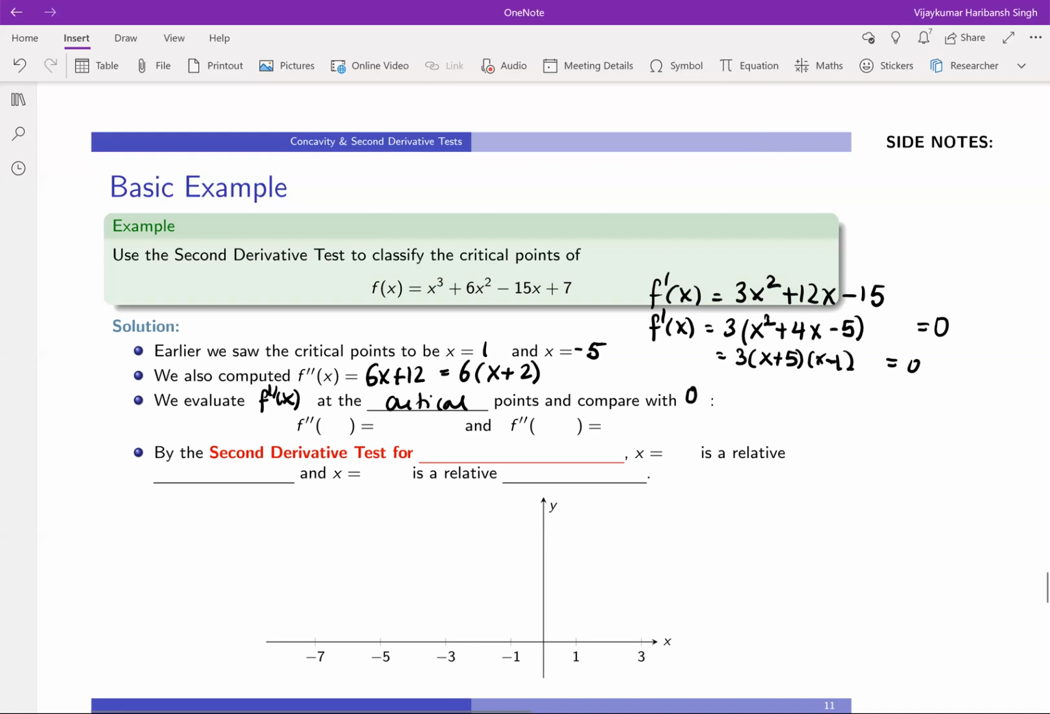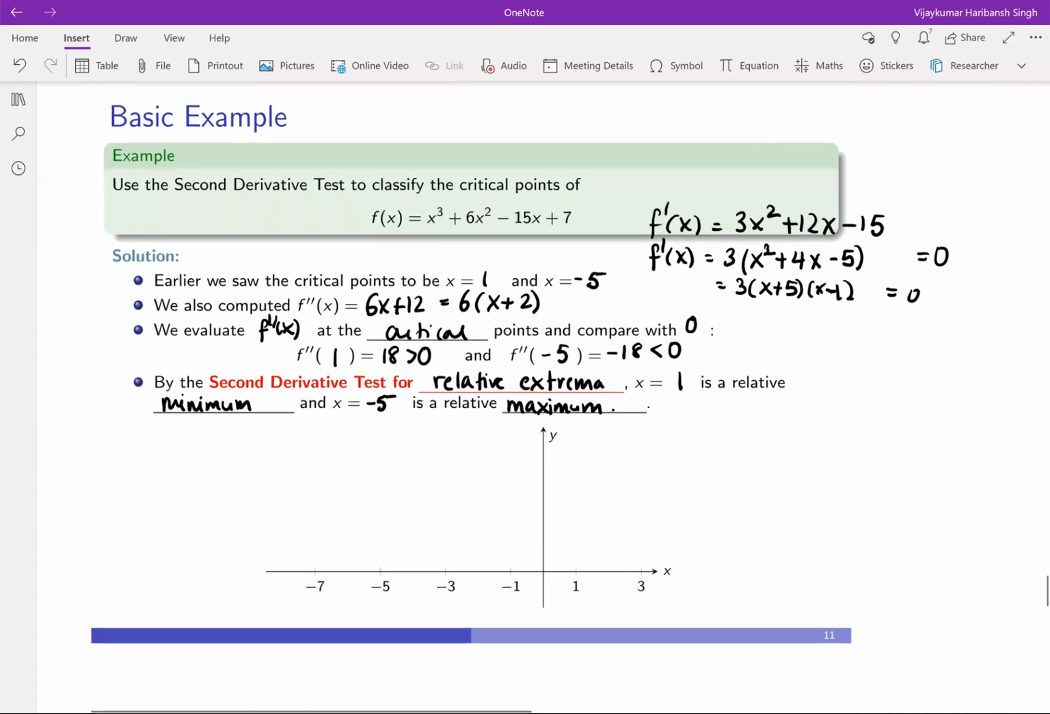f double prime of 1 is going to be 1 plus 2, 3, 3 times 6, positive. So this is going to be 18, so greater than 0. Similarly, f double prime at minus 5 is minus 18, which is less than 0. So therefore, by the second derivative test for relative extrema, x equals 1 is a relative minimum and x equals minus 5 is a relative maximum.